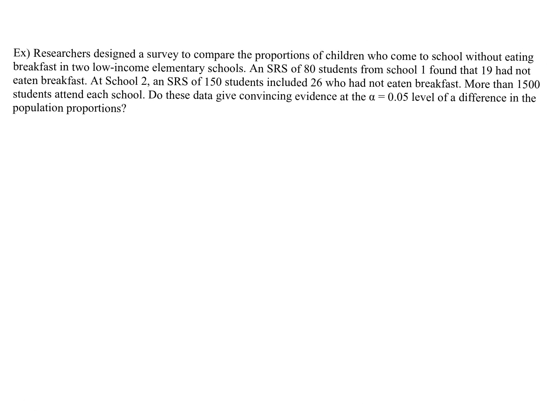So researchers designed a survey to compare the proportions of children who come to school without eating breakfast in two low-income elementary schools. An SRS of 80 students from school 1 found that 19 had not eaten breakfast. At school 2, an SRS of 150 students included 26 who had not eaten breakfast. More than 1,500 students attend each school. Do these data give convincing evidence at the alpha equals 0.05 level of significance of a difference in the population proportions?